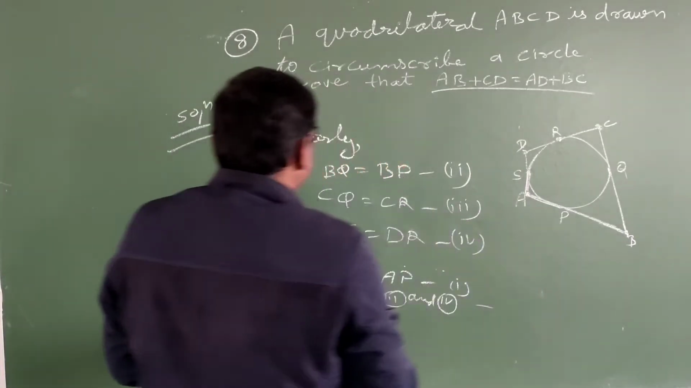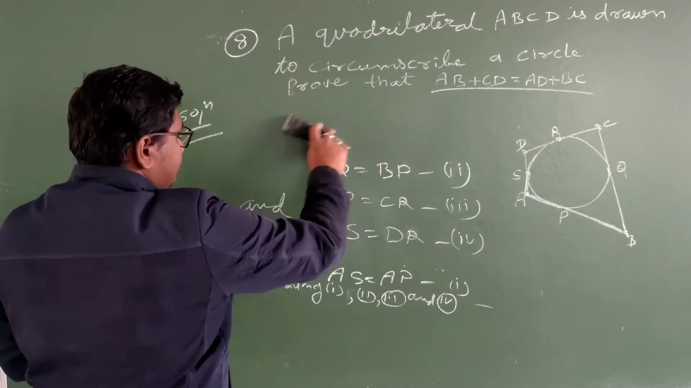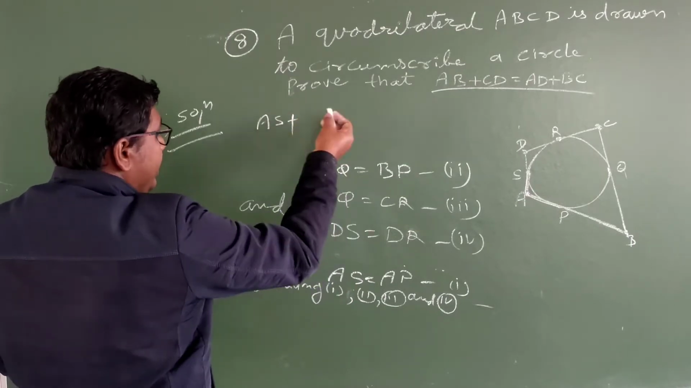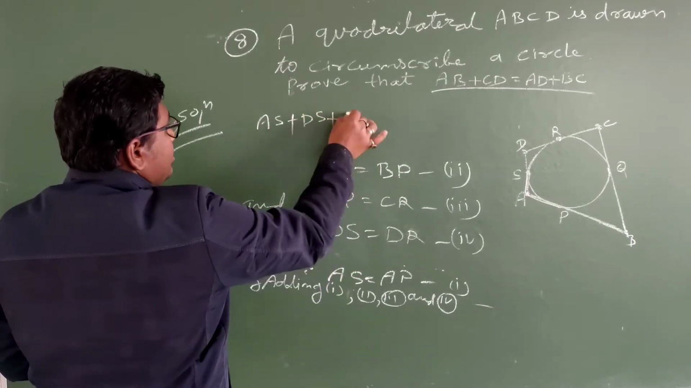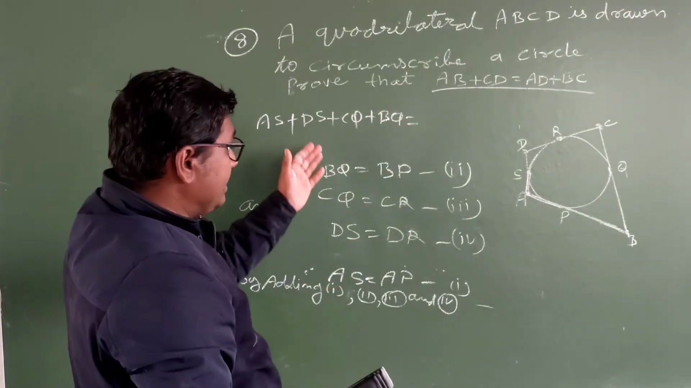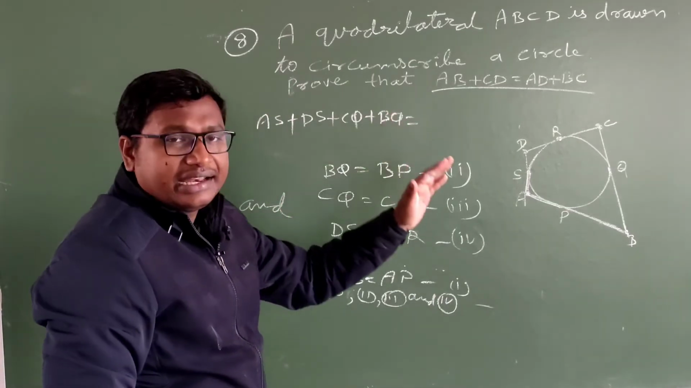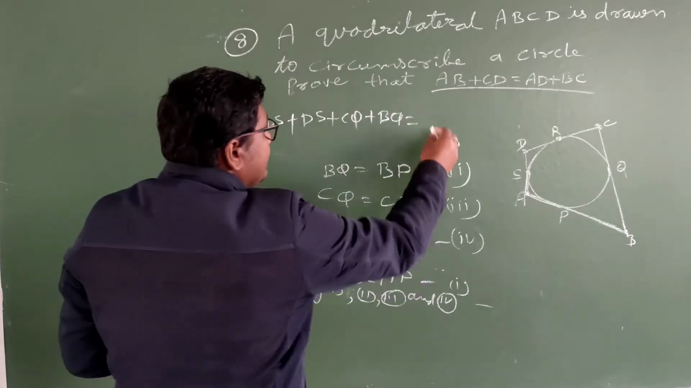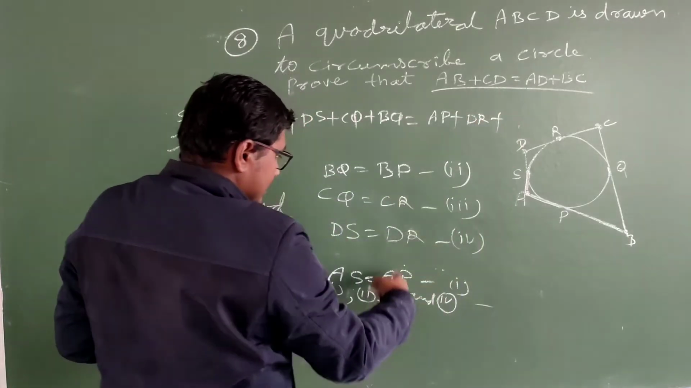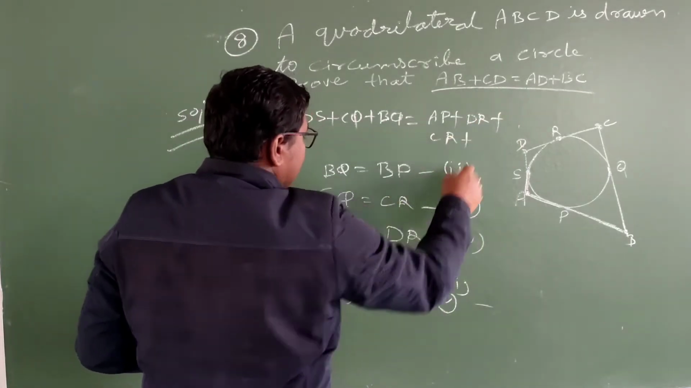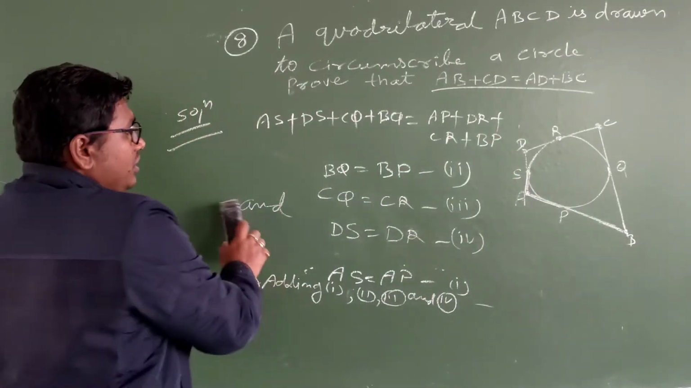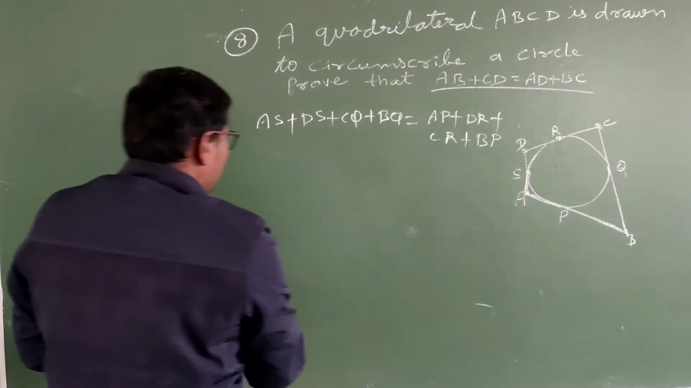Now if we add them, then AS plus DS plus CQ plus BQ. The LHS will be added together and separately the RHS will be added together. So in the RHS we are having AP plus DR plus CR and then plus BP. So I have added these 4 equations. Now you see what result we get.